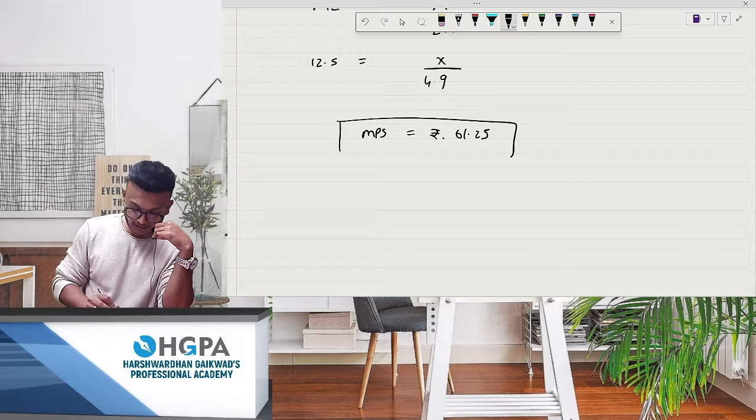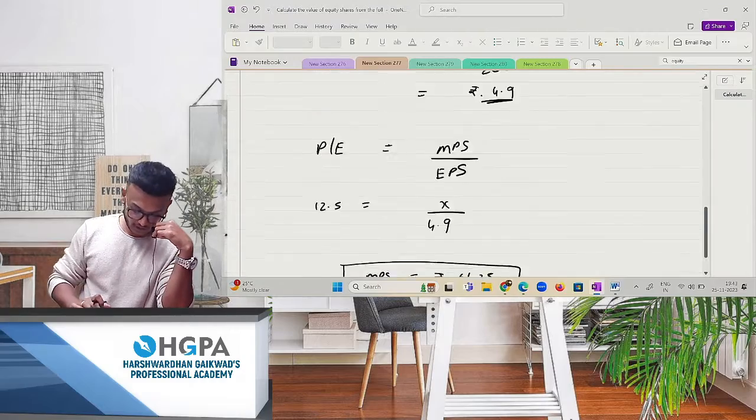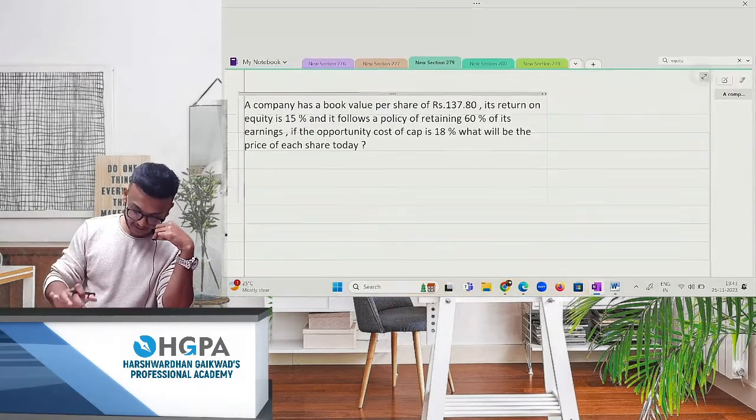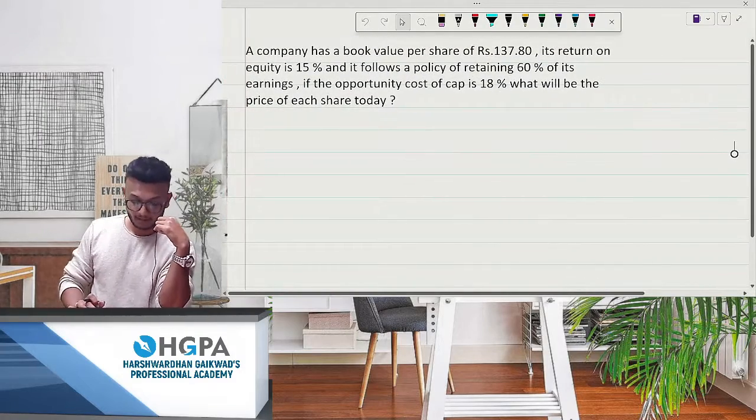That is your answer. Which was this approach? This was the net asset approach. The first sum which you did was the dividend growth approach. Are you understanding this? Chalo, next sum we'll go. Oh, this is a wonderful sum. Please bookmark this.